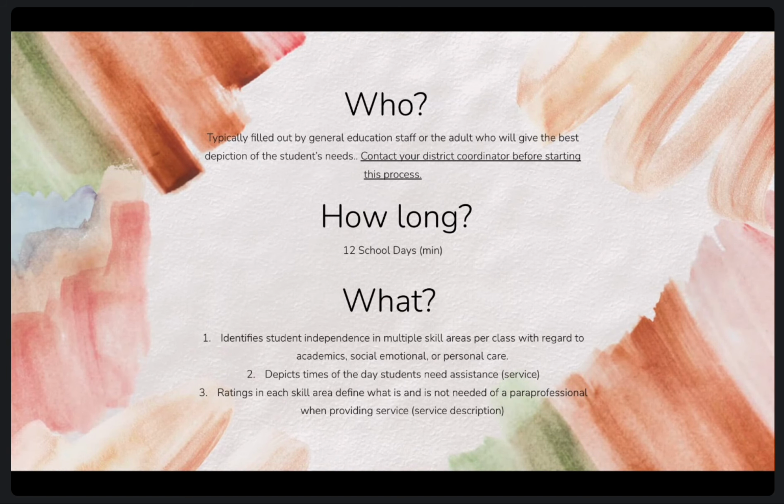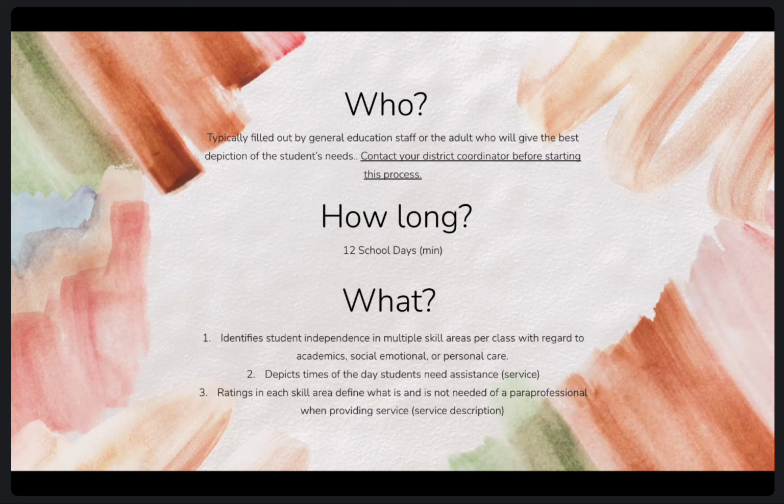Who typically fills out a para matrix? Usually you're going to look at the general education teacher's answers when it comes to doing a para matrix. That's especially going to be the case for a student who's not already receiving support. But you want to identify an adult who's going to give the best depiction of the student's needs, which could be the general education teacher, could be someone else, but we would ask that you let your coordinator know anytime you're going to use a para matrix and who you would like to be filling those answers out in case you do want to look into using someone who is not the teacher.